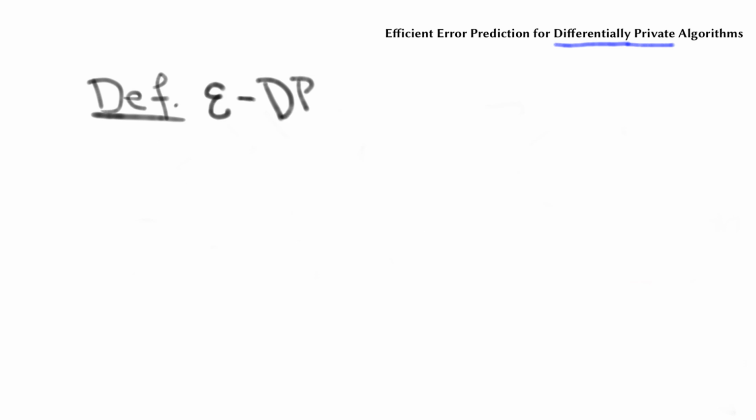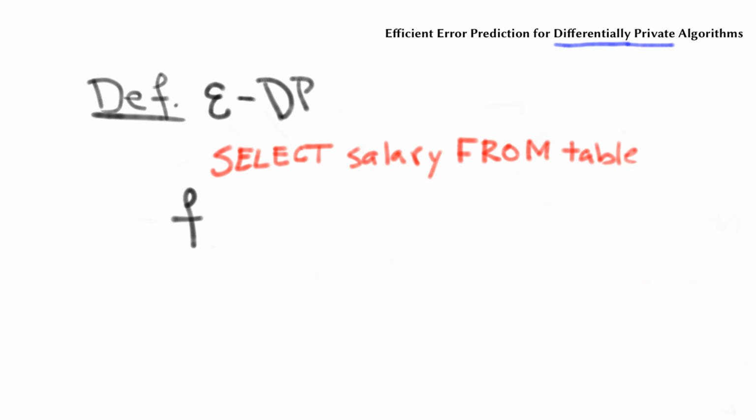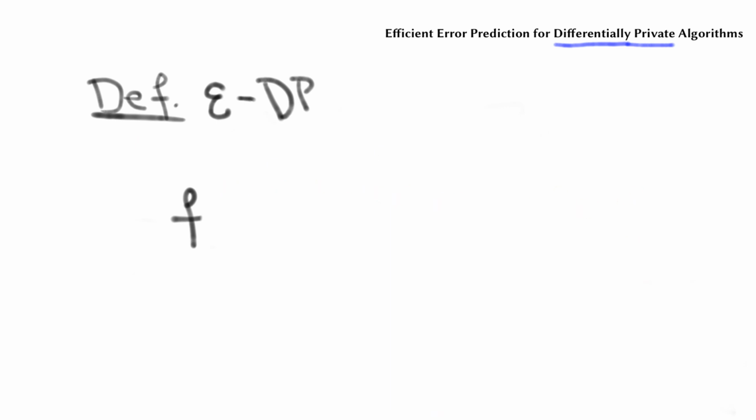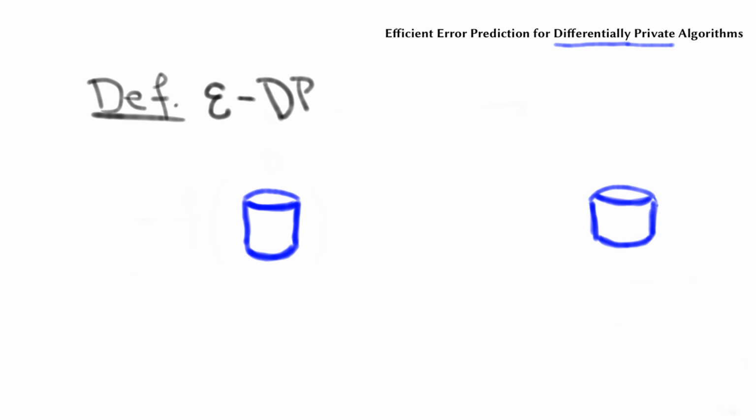Imagine that we have some sort of function f. This could be an algorithm or a database query. For example, f could contain a query like this: select salary from some table, and then we calculate the sum on this data. So let's assume f is this very simple query. Then we also need some data to do our calculation on. So let's assume we have two databases. We'll call them D and D prime. Now, what's important is that these databases, D and D prime, are almost the same.